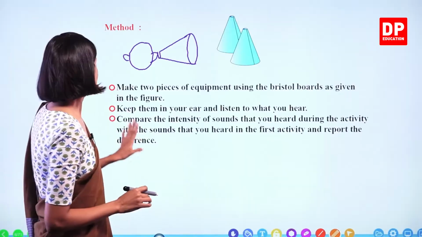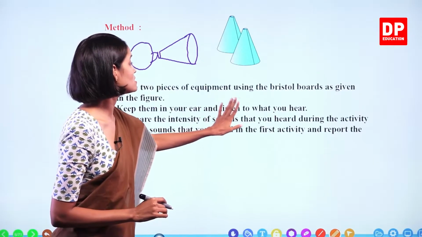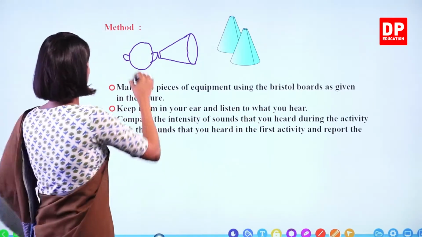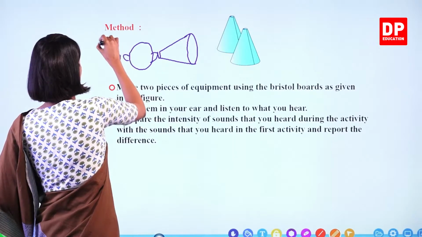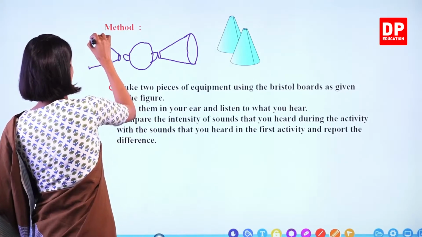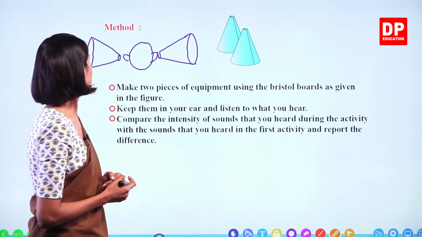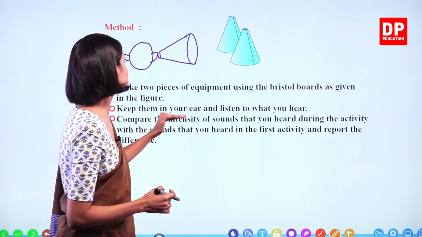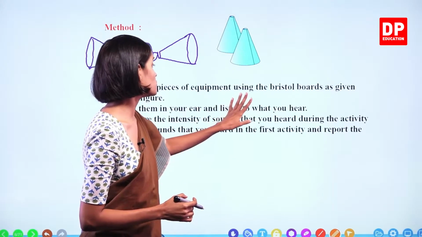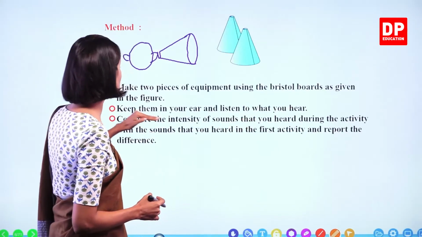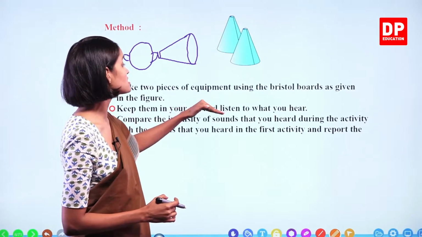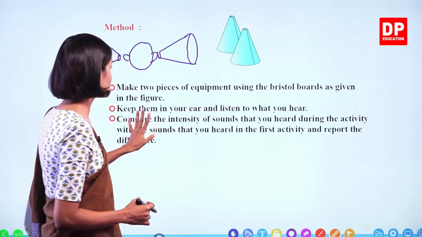Okay, children? Keep them in your ear and listen to what you hear. From both the ears, you have to keep them like this. Okay? Compare the intensity of sounds that you heard during the activity with the sounds that you heard in the first activity and report the difference.